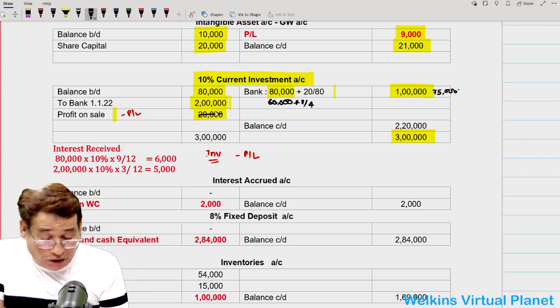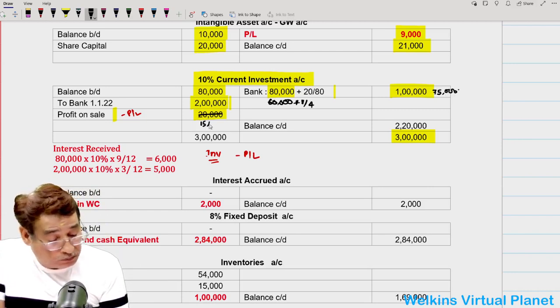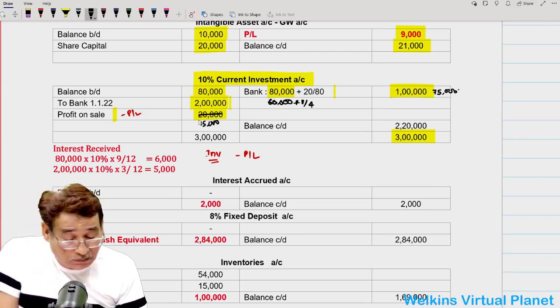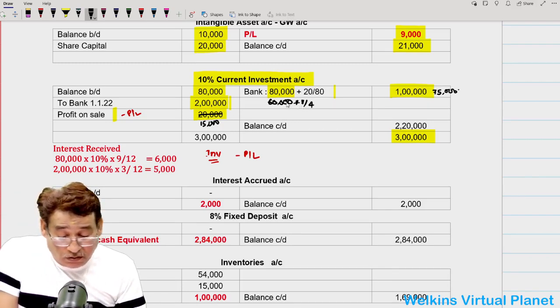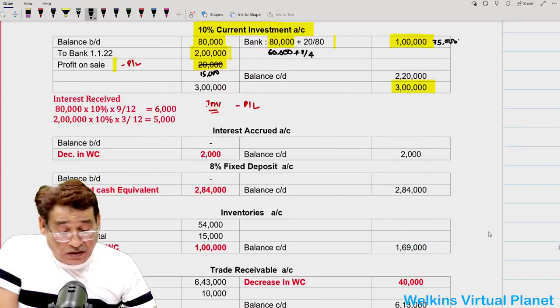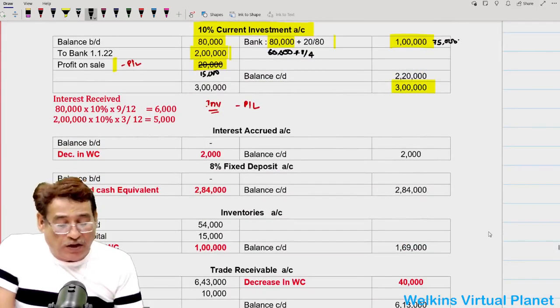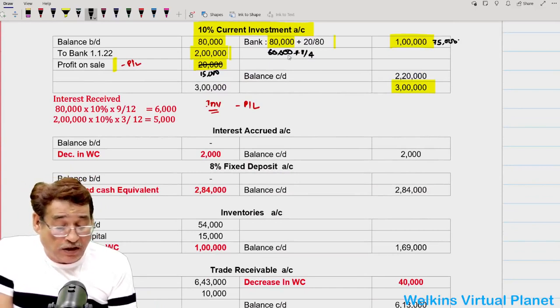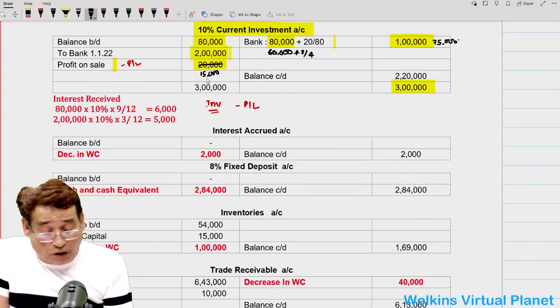And the profit will be equal to 15,000. What was the rate of profit on sale? Okay, we presume that it is 20% on sale. So, 20/80 or 75,000. So, profit will be 15,000.